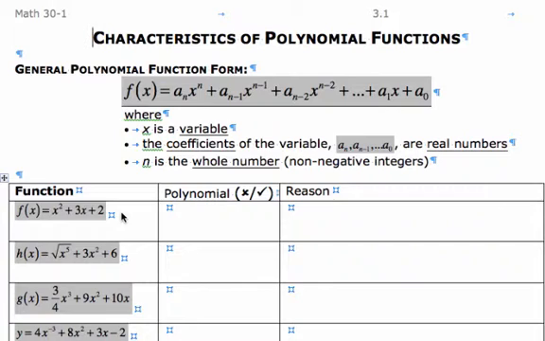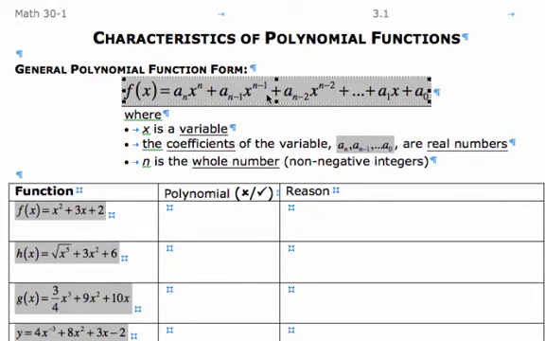So this is the video for section 1 on unit 3, or chapter 3, dealing with polynomial functions. Today we're just going to learn what a polynomial function is. We're going to discuss it a little bit, with characteristics and how to identify them.